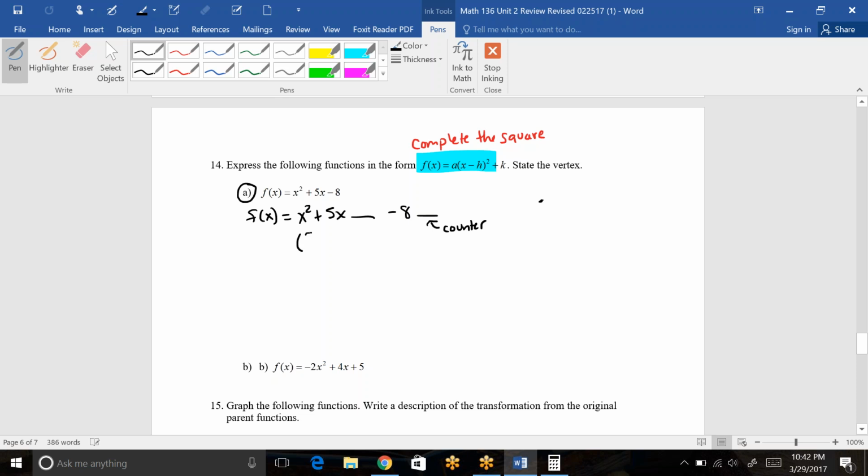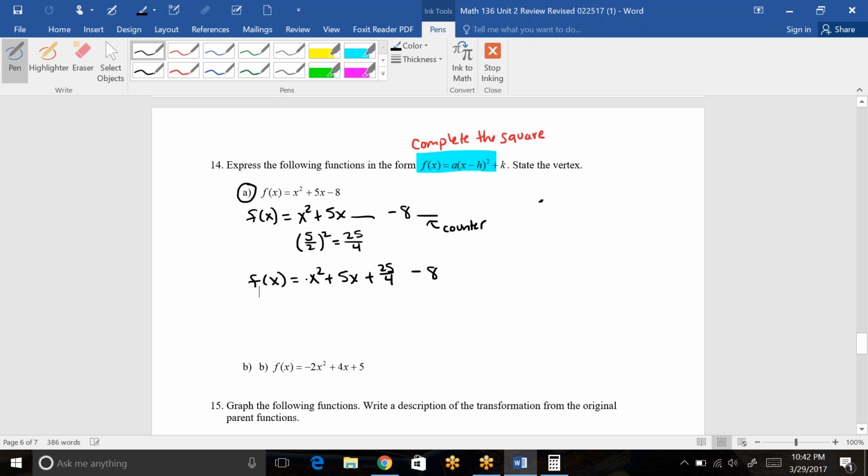To complete the square, you take half of the middle part of the trinomial and you square it. You do not want to turn that into 2.5. You want to leave it as a fraction. You just need to square both top and bottom. So that would be 25 over 4. So this would be x squared plus 5x plus 25 over 4 minus 8.